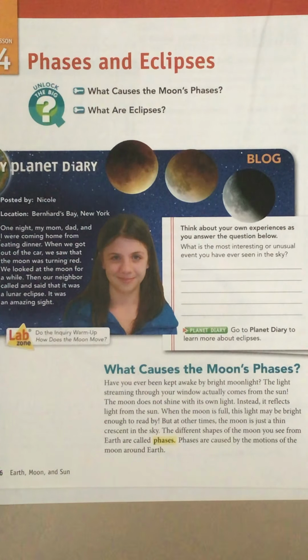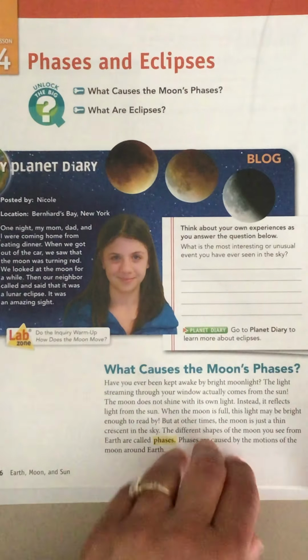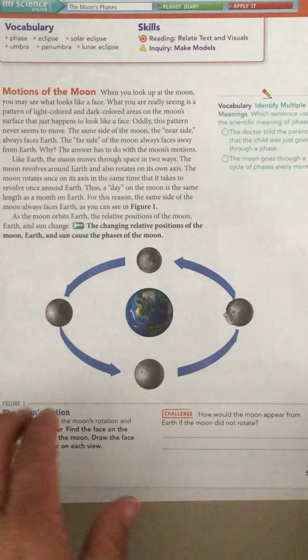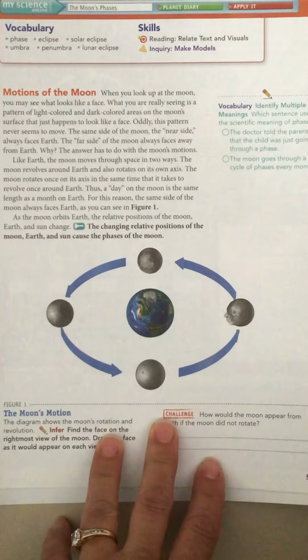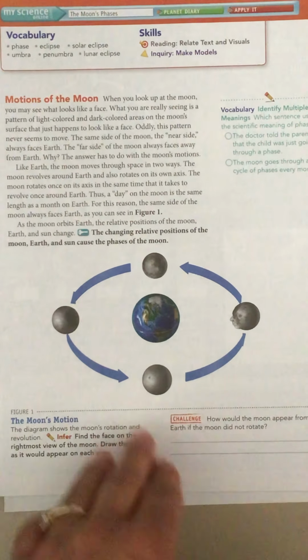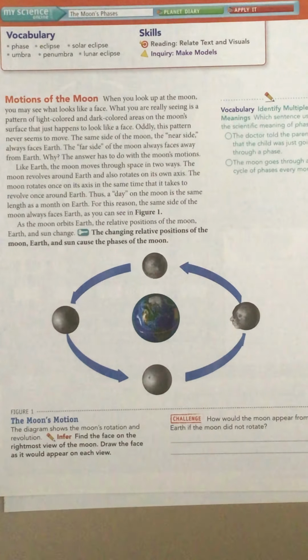Phases are caused by the motions of the moon around Earth. We will learn about those. Motions of the moon, page 527. When you look up at the moon, you see what looks like a face. What you are really seeing is a pattern of light-colored and dark-colored areas of the moon's surface that just happens to look like a face. Oddly, this pattern never seems to move.